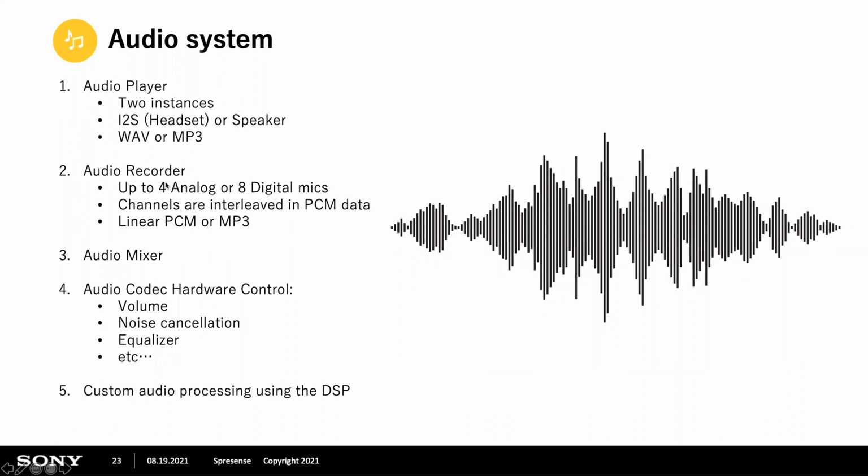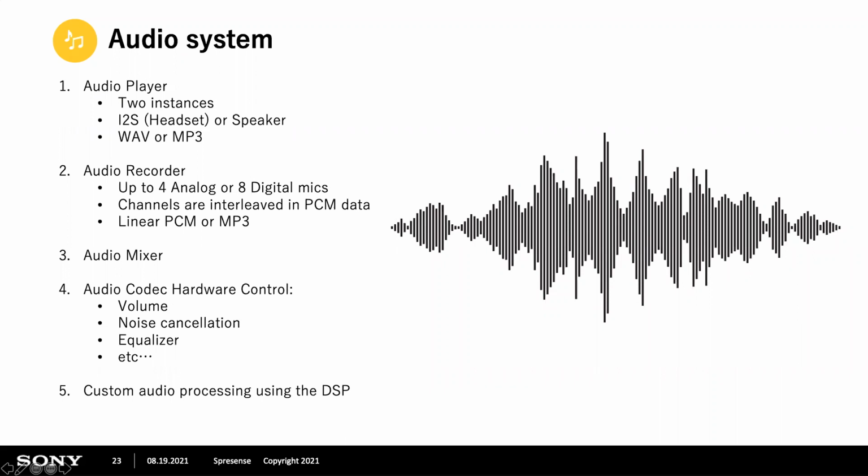For the recorder, you have 4-channel analog, and you have 8-channel digital mic that you can access. Channels are interleaved in PCM data, and it can be stored in linear PCM or MP3. Audio mixer, you see it in my next slide, is an object that you can mix the audio. And then for the codec, you can do different things that I have. For example, I have listed volume and noise cancellation and so on. You can get to the DSP level also and do custom audio processing as well.